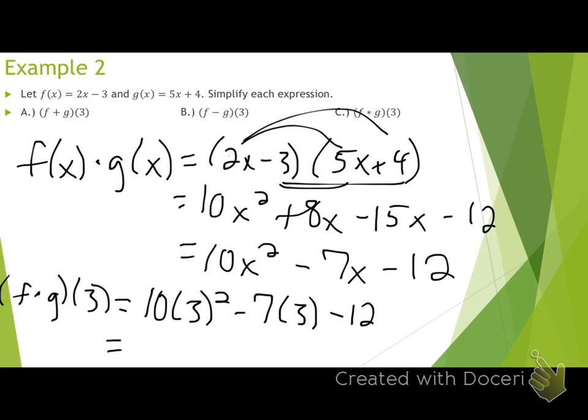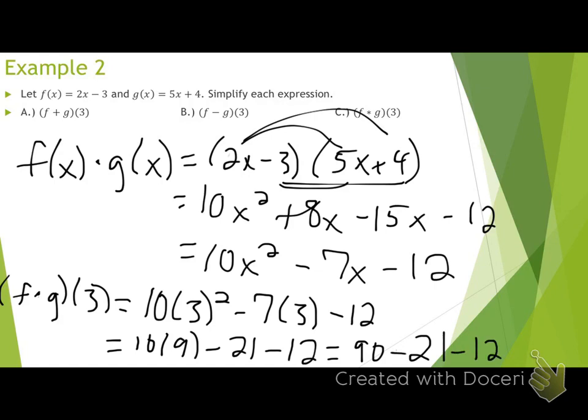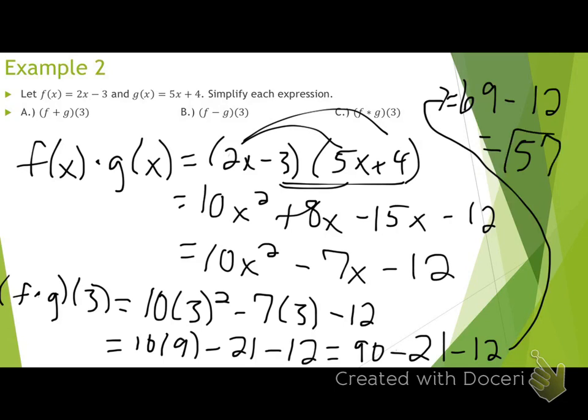I need to use my order of operations here. Do not forget about the order of operations. I need to do my exponents first. So I'd have 10 times 9 minus 21 minus 12. 10 times 9 is 90 minus 21 minus 12. 90 minus 21 would give me 69. 69 minus 12 would give me 57. So f times g of 3 would be positive 57.